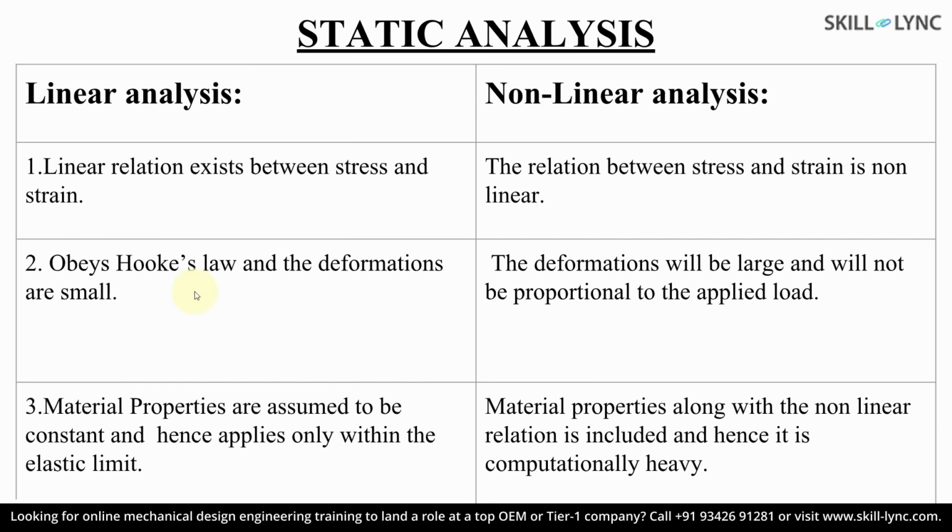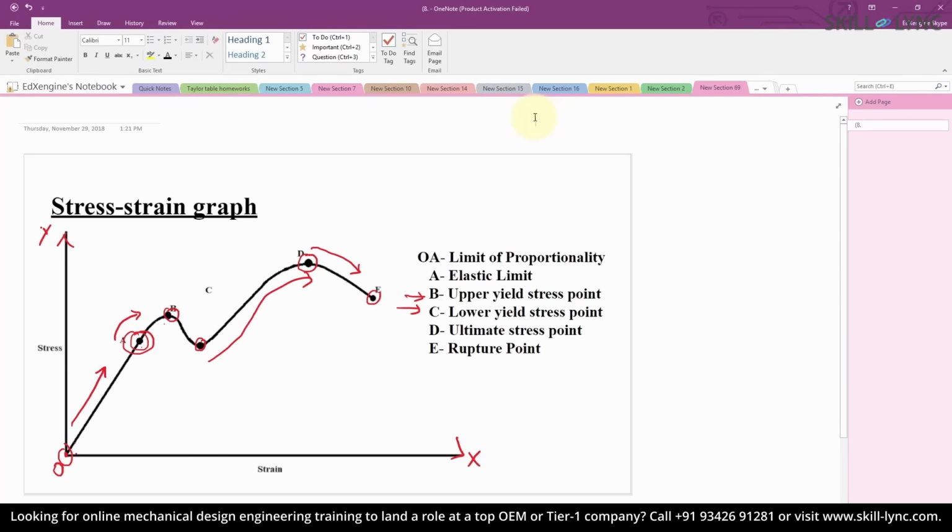Finally, the material properties are assumed to be constant in a linear analysis, and hence this type of analysis can be applied only within the elastic limit. But in a nonlinear analysis, the material properties along with the nonlinear relation are included, so that after each iteration, the stiffness of the material is updated to capture the nonlinear effects in the simulation. Since it updates the stiffness value for the material after each iteration, it is computationally heavier than the linear analysis.